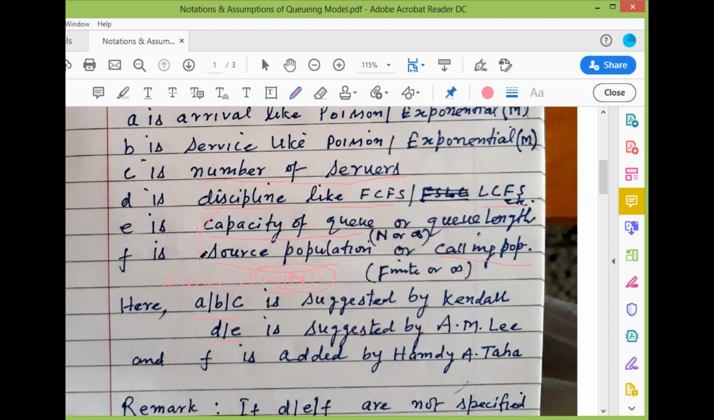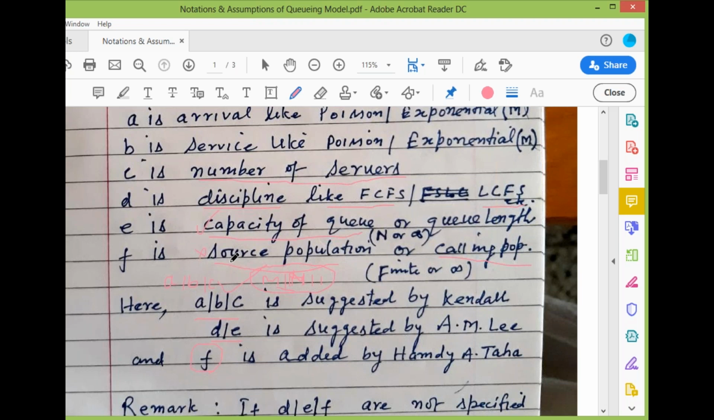Then Professor Hamdy A. Taha added the letter F, and in this way, this notation has 6 letters. He found that F is also very important, the source population or the calling population.